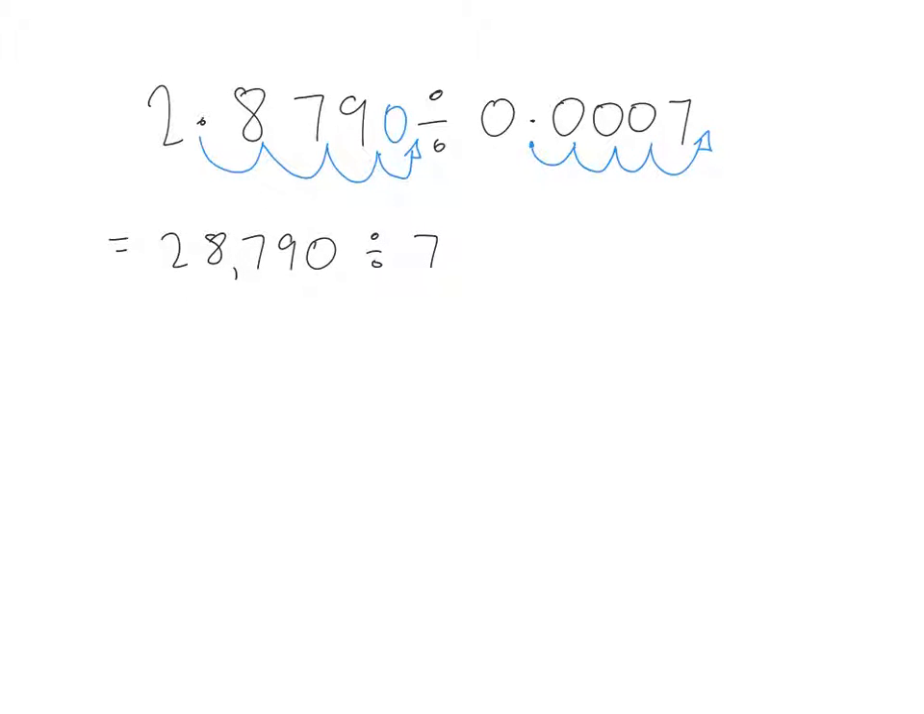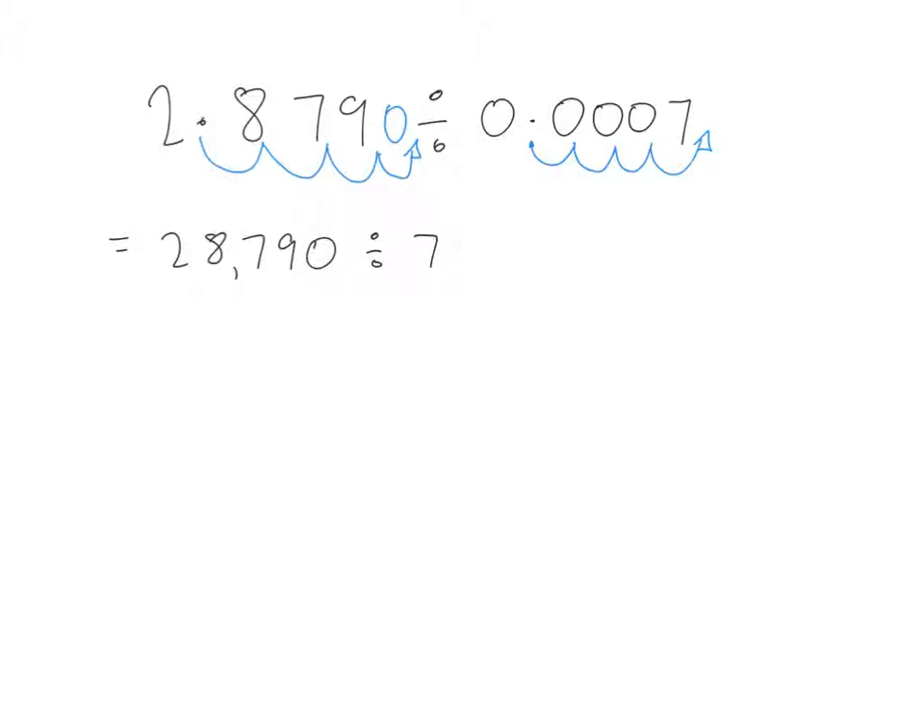And you might think, well, that looks a bit weird, but you can sort of see that I'm dividing 2.879, so what, almost 3? But I'm dividing it by 0.0007, which is really tiny. So even though 2.879 is a small number, I'm dividing into such tiny parts, I'm bound to get lots and lots of parts. Okay, which sort of hopefully explains why it seems okay that 28,790 divided by 7 will give us the right answer.